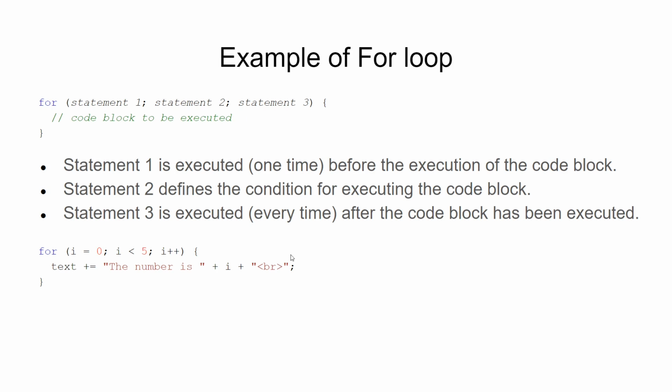Now let's look at a solid example of this. So here you have a proper for loop. This is statement 1, i = 0. We are basically initializing a variable called i, and we're setting the value to be 0. And the condition for the for loop to be executed is basically i < 5. And every time you run the code block, you increment the value of i by 1. We already saw that i++ is a short form for i = i + 1. This is the increment operator.